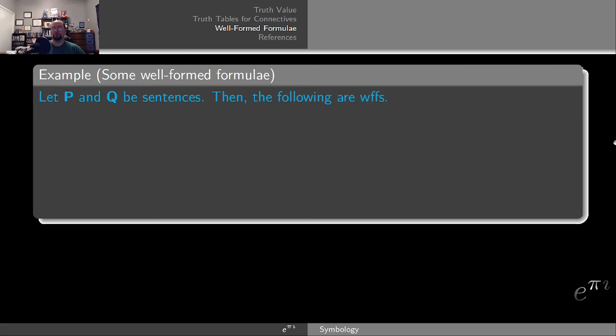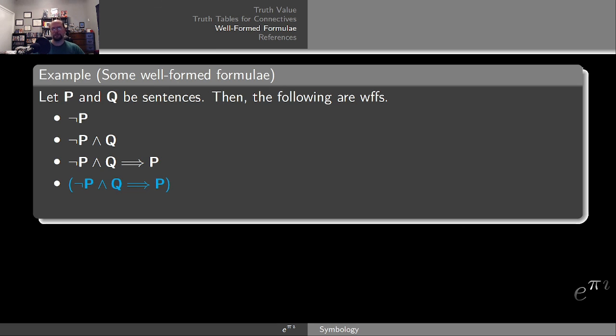Let's give an example of building some well-formed formulas. So let P and Q be sentences. Then the following will be well-formed formulas. First, I will negate P. I'll then conjunction with Q. I'll then imply to P, shroud that in parentheses, and then if and only if with Q. Each one of these is a well-formed formula as I went down the row, just adding one piece at a time.